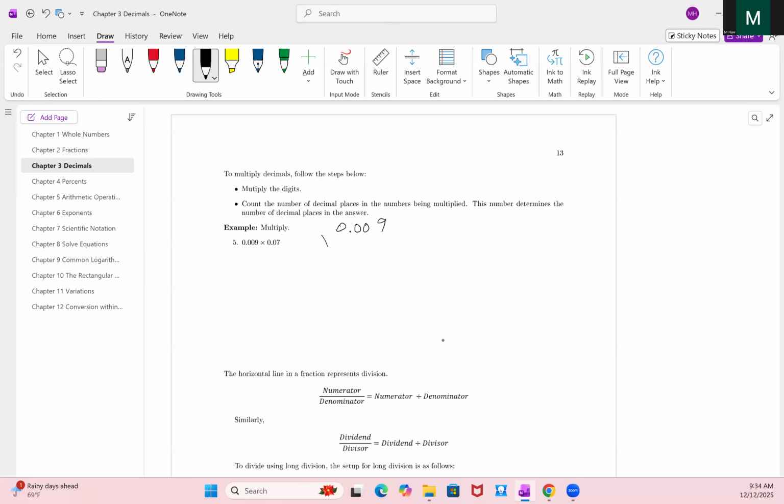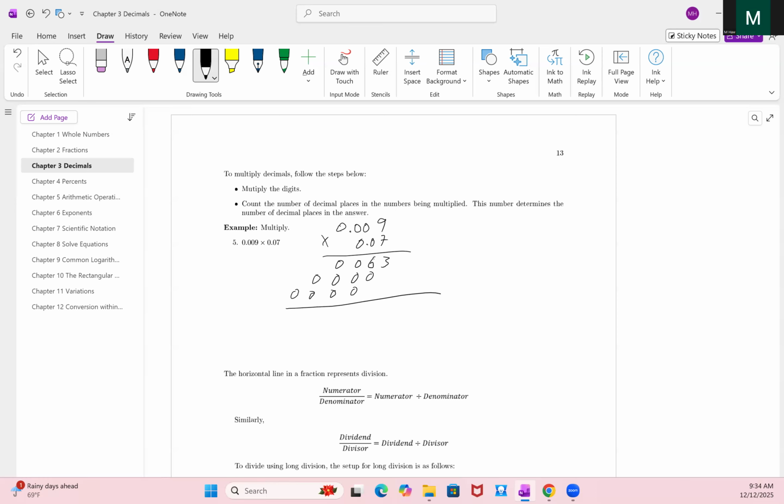0.009 times 0.07. 7 times 9 is 63, 3 carry over 6. 7 times 0 is 0, plus 6 is 6. Then 0 times 9 is 0, and 0 times 0 is 0, and so on. And then the last row, we have 0, 0, 0, and 0.